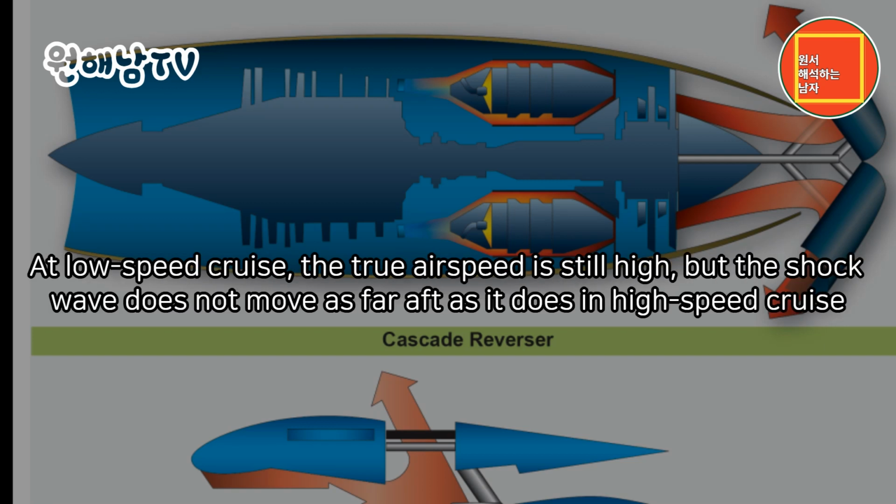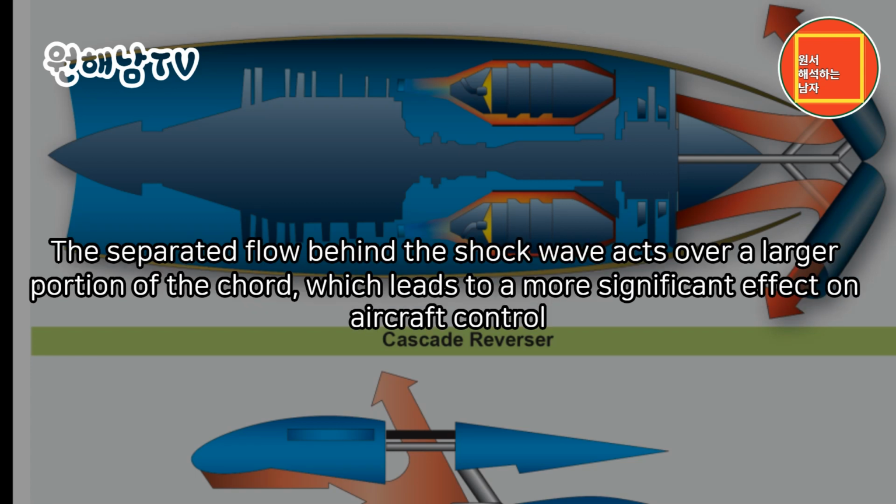At low-speed cruise, the true airspeed is still high, but the shock wave does not move as far aft as it does in high-speed cruise. The separated flow behind the shock wave acts over a larger portion of the chord, which leads to a more significant effect on aircraft control.